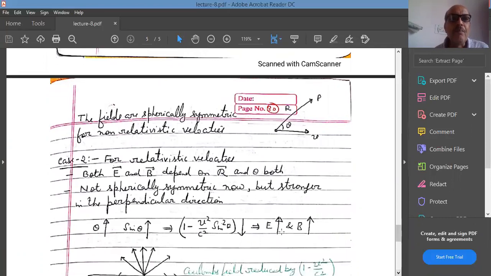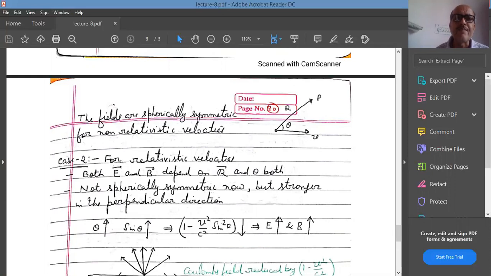In that case we cannot ignore the denominator term 1 minus v square upon c square sine square theta. So both the electric field and the magnetic field depend upon r and theta both. In fact, the r dependence is there and the theta dependence is also there. So that means now the electric field is not spherically symmetric. So basically it lacks spherical symmetry now, but the magnetic field is stronger in the perpendicular direction.